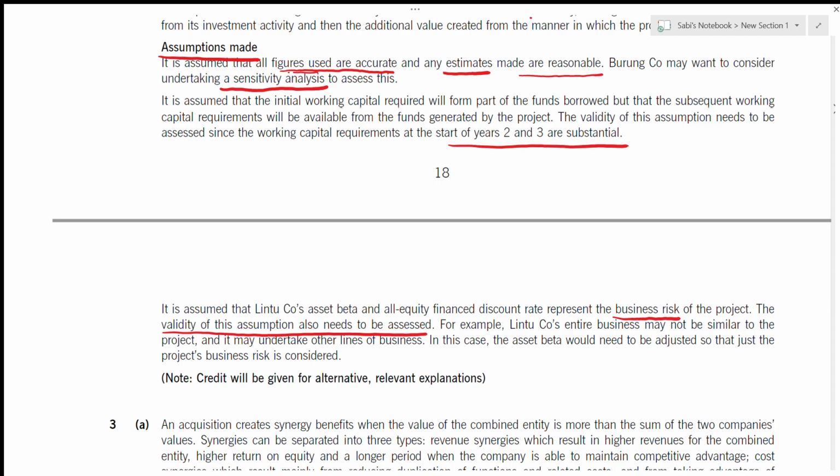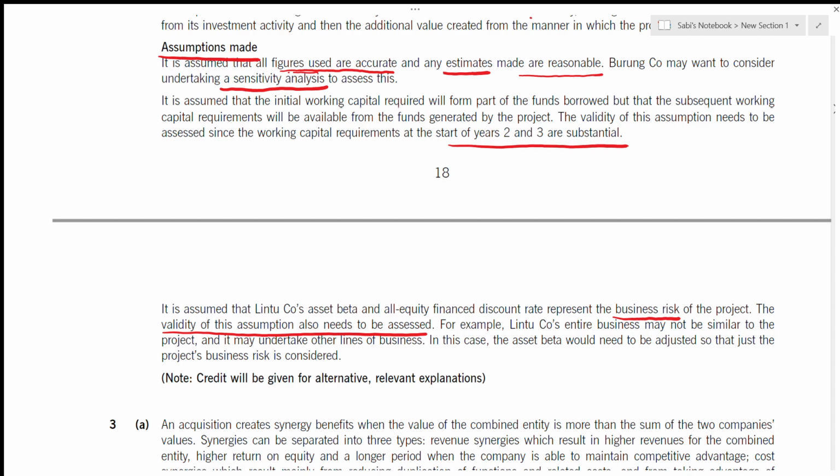Okay, it makes your answer more credible, right? For example, Linto company's entire business may not be similar to the project, right? And it may undertake other lines of business. In this case, the asset beta would need to be adjusted so that just the project's business risk is considered. It may take other lines of business. All this you need to bring out in your assumptions, right? So this is how you need to write.